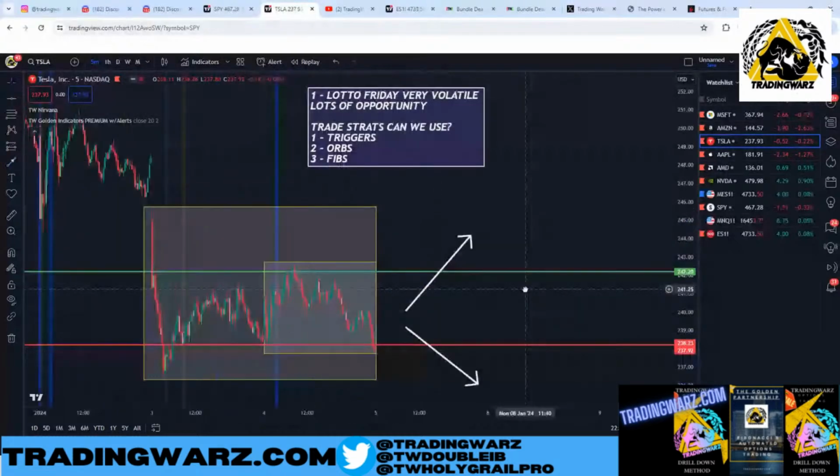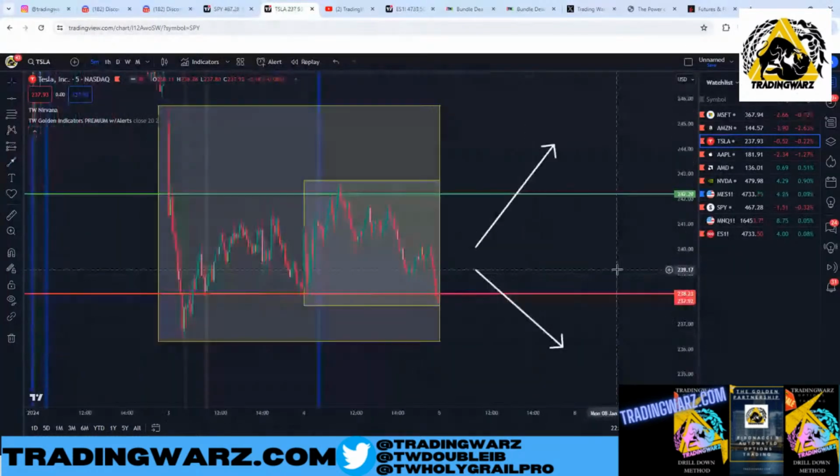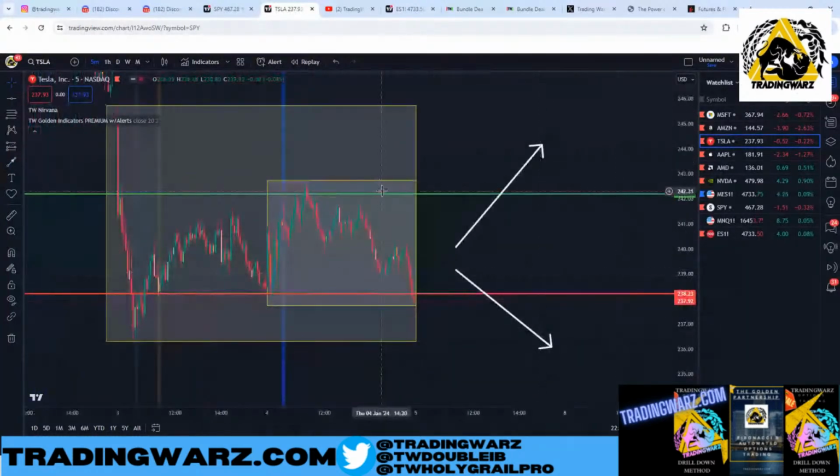And why would I want to do that? Well, I'm saying if we break through this box, we have a chance to go straight to the top of the box and break that range. And if we break to the lower side of the box, we have a chance to break to the lower side of the range. So if we're above 242.20, we can see 245. If we're below 238.23, we can see 236.